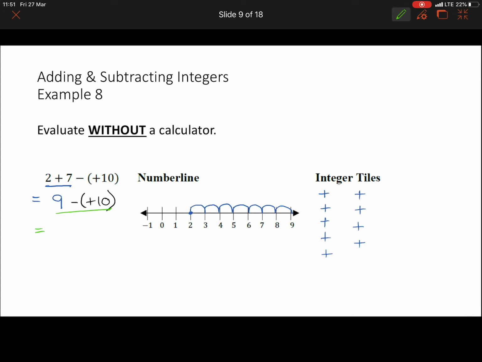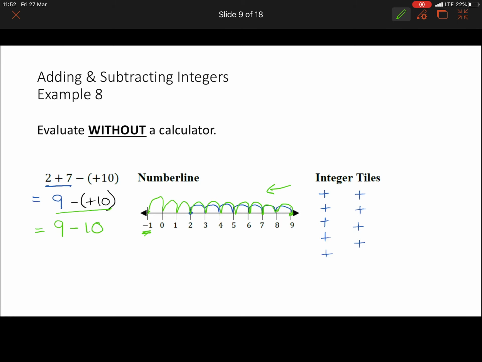The first thing we have a look at is the minus positive 10. That minus and the plus sign right next to each other changes the direction just once. So that gives us something that looks the same as 9 minus 10. So carrying on from our number line, we just carry on from 9. The minus told us to change direction. 1, 2, 3, 4, 5, 6, 7, 8, 9, 10, leaving us with an answer of negative 1.